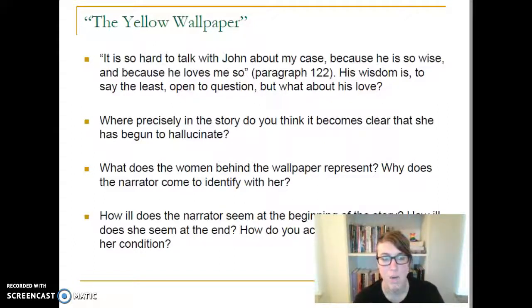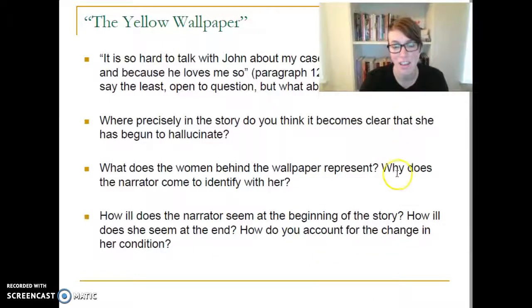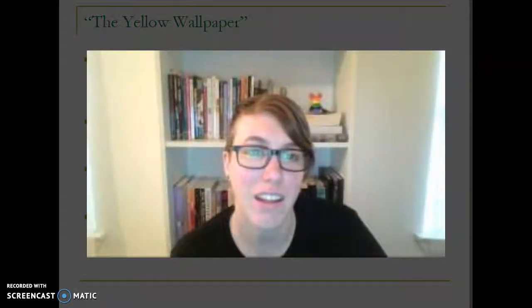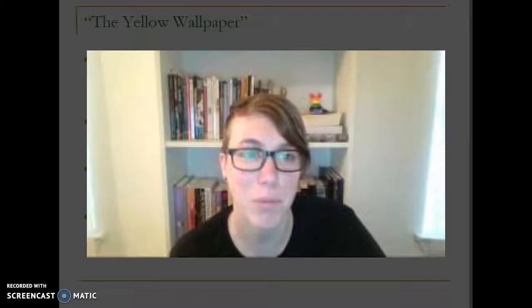What does the woman behind the wallpaper represent? Why does the narrator come to identify with her? And finally, how ill does the narrator seem at the beginning of the story? How ill does she seem at the end? How do you account for the change in her condition? What happens to her condition? And how do you understand or interpret it?